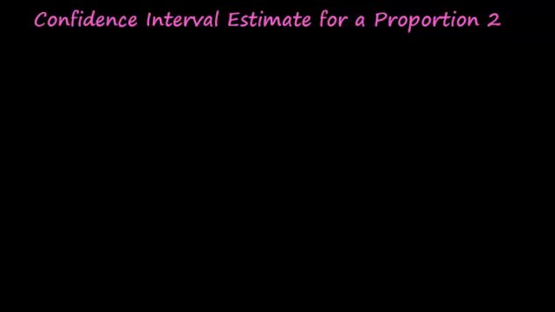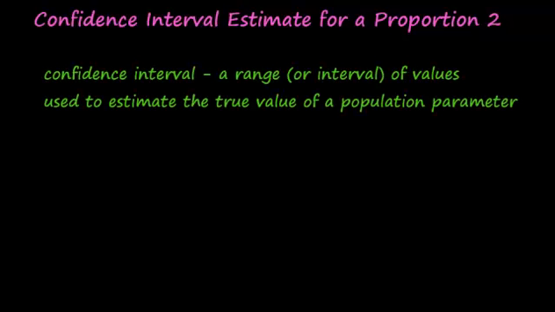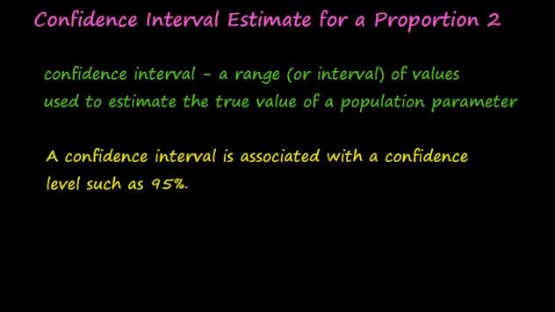Continuing with our confidence interval estimate for a proportion, let's review our definition of confidence interval. It's a range or an interval of values used to estimate the true value of a population parameter, and in this case we're talking about the proportion. A confidence interval is associated with a confidence level, such as 95%. We also call this the degree of confidence.